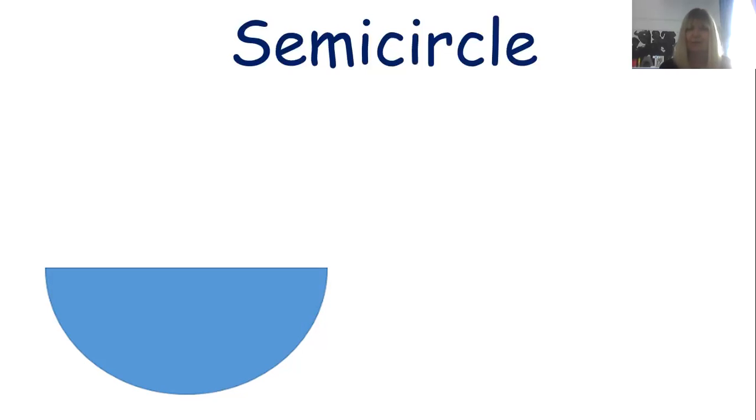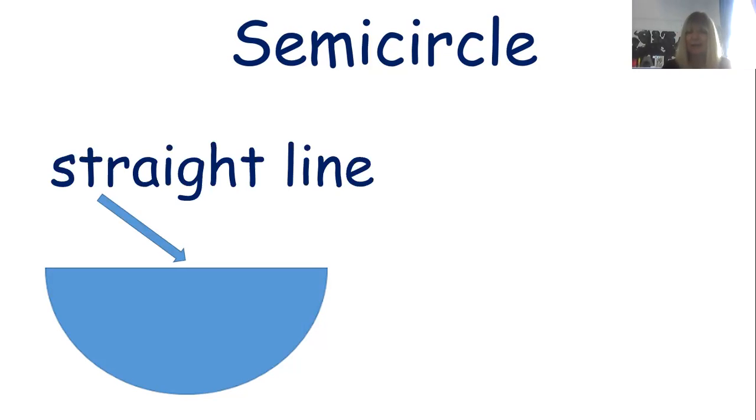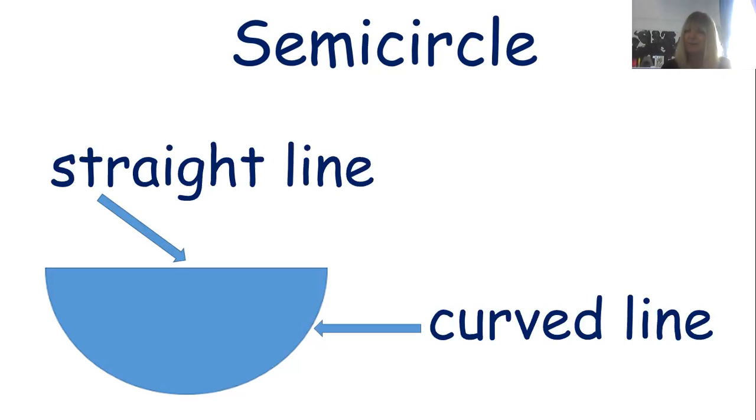Our shape of today. Is it a 3D shape or a 2D shape? You think it's 2D, and you're absolutely right. And this shape is called a semicircle. It's a circle that's been cut in half. So semi means half a circle. It's got a straight line on the top and a curved line on the bottom.